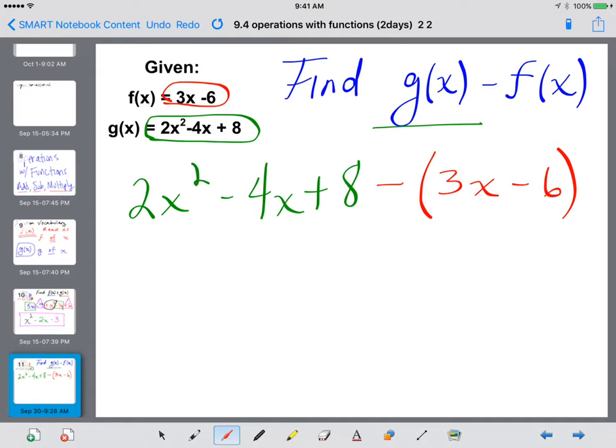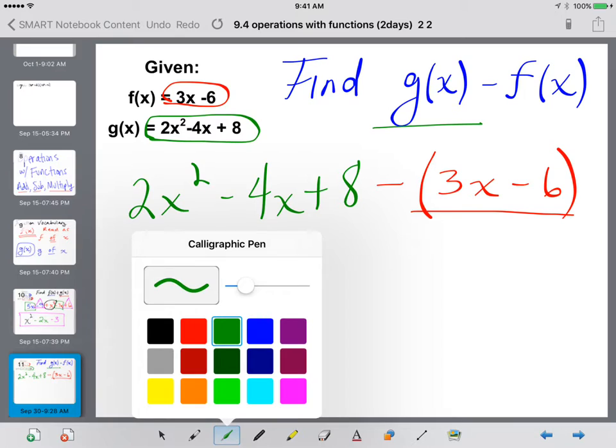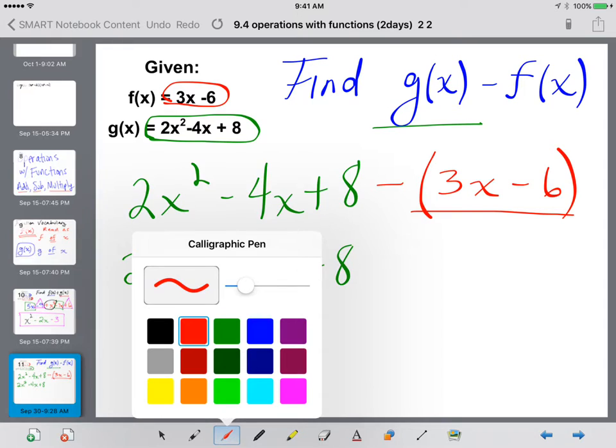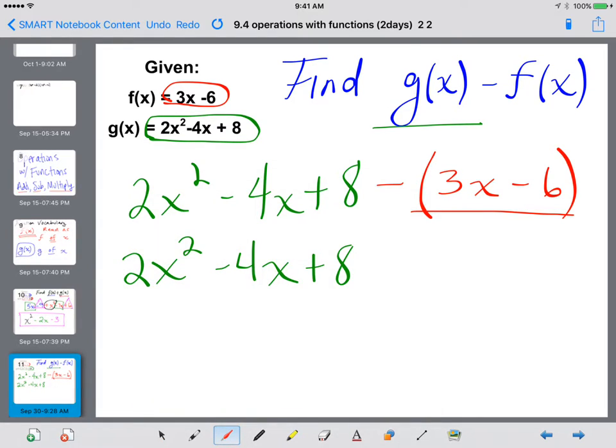Because subtracting is not as simple as addition where you just combine like terms. We're going to combine like terms, but we need to subtract this entire quantity. So I have one step to go before combining like terms, and that is to distribute the negative. I don't have to do anything to g of x yet, so I'm just going to rewrite it. And now I'm going to distribute this negative. I'm going to pretend there's a 1 right here. Distribute the negative to both terms.